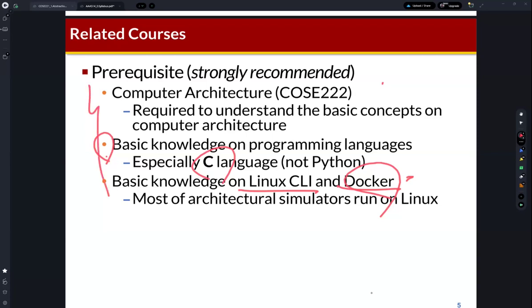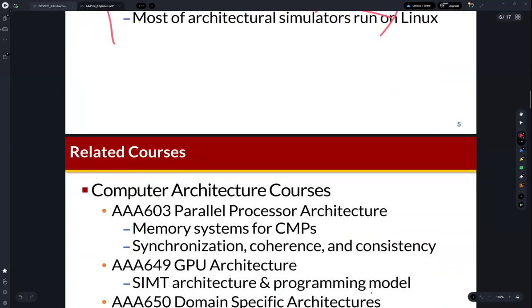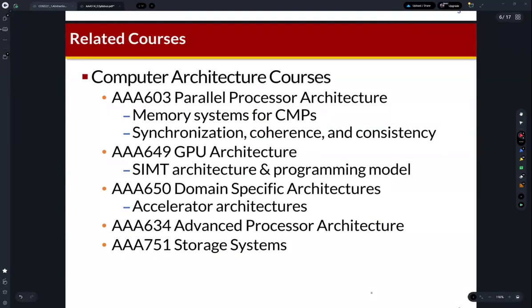So these are the prerequisites for this course, and I will briefly introduce the related courses provided by the computer engineering department. This is the basic course for graduate students. Even though the name of this course is advanced computer architecture, it is the basic course for graduate students. But we provide several courses related to computer architecture research, like the AAA514.